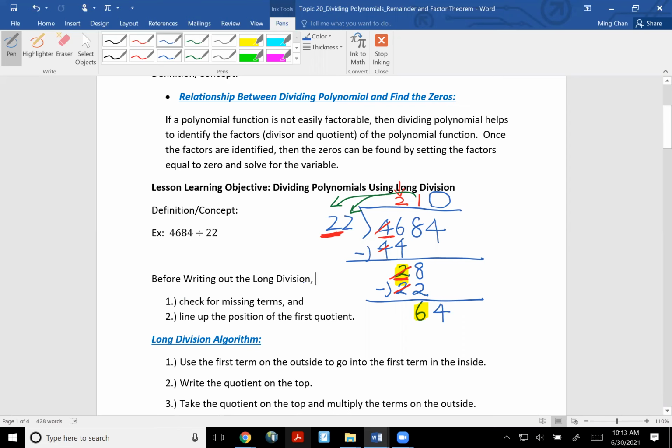Before writing out the long division, we need to check for missing terms. Remember, missing terms are terms that are missing, and the reason they are missing is because their coefficient is a 0. Okay. And the way we check for missing terms is just go by the exponents. You want to make sure you see all the exponents in a polynomial. If you miss one, that means you have a missing term.